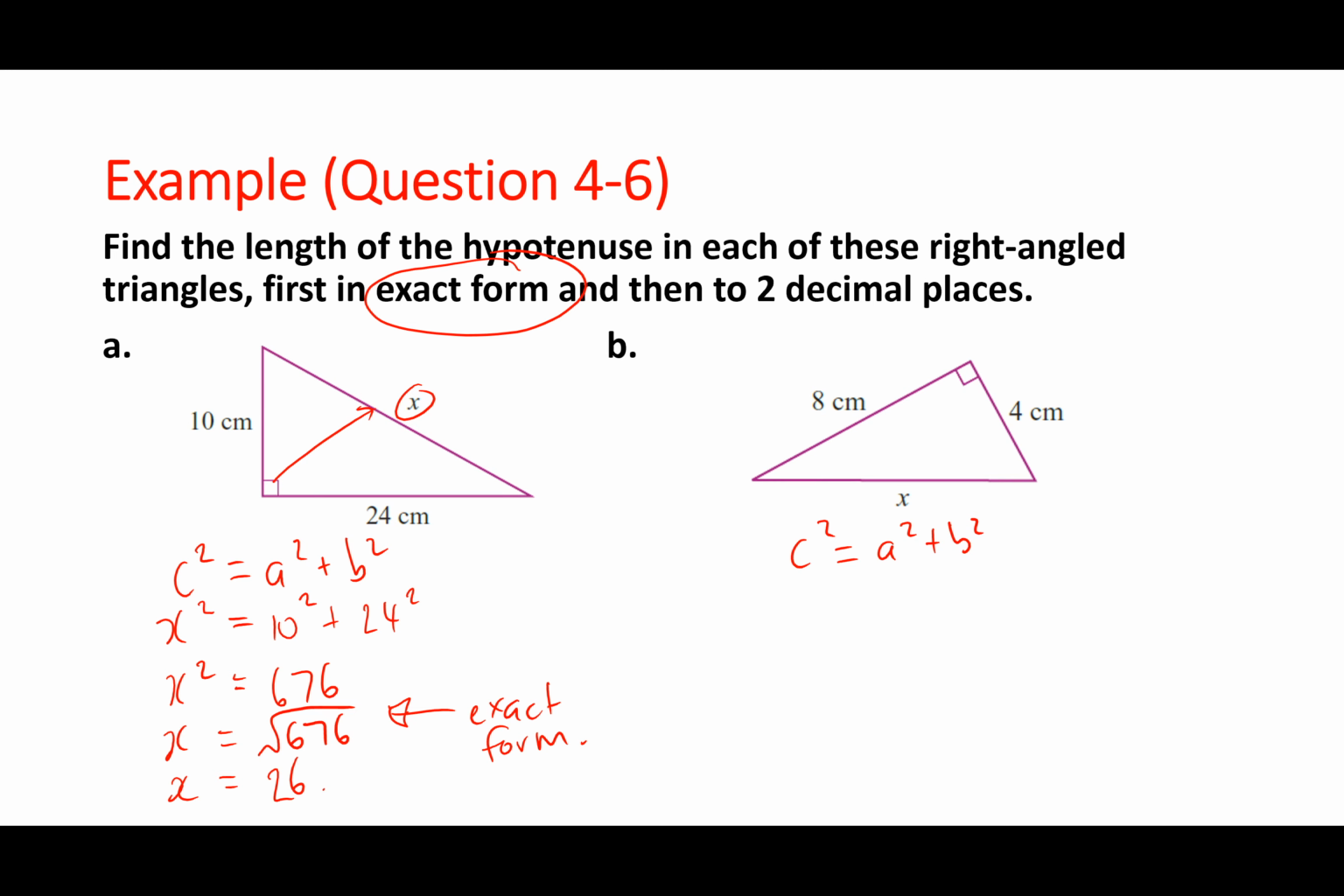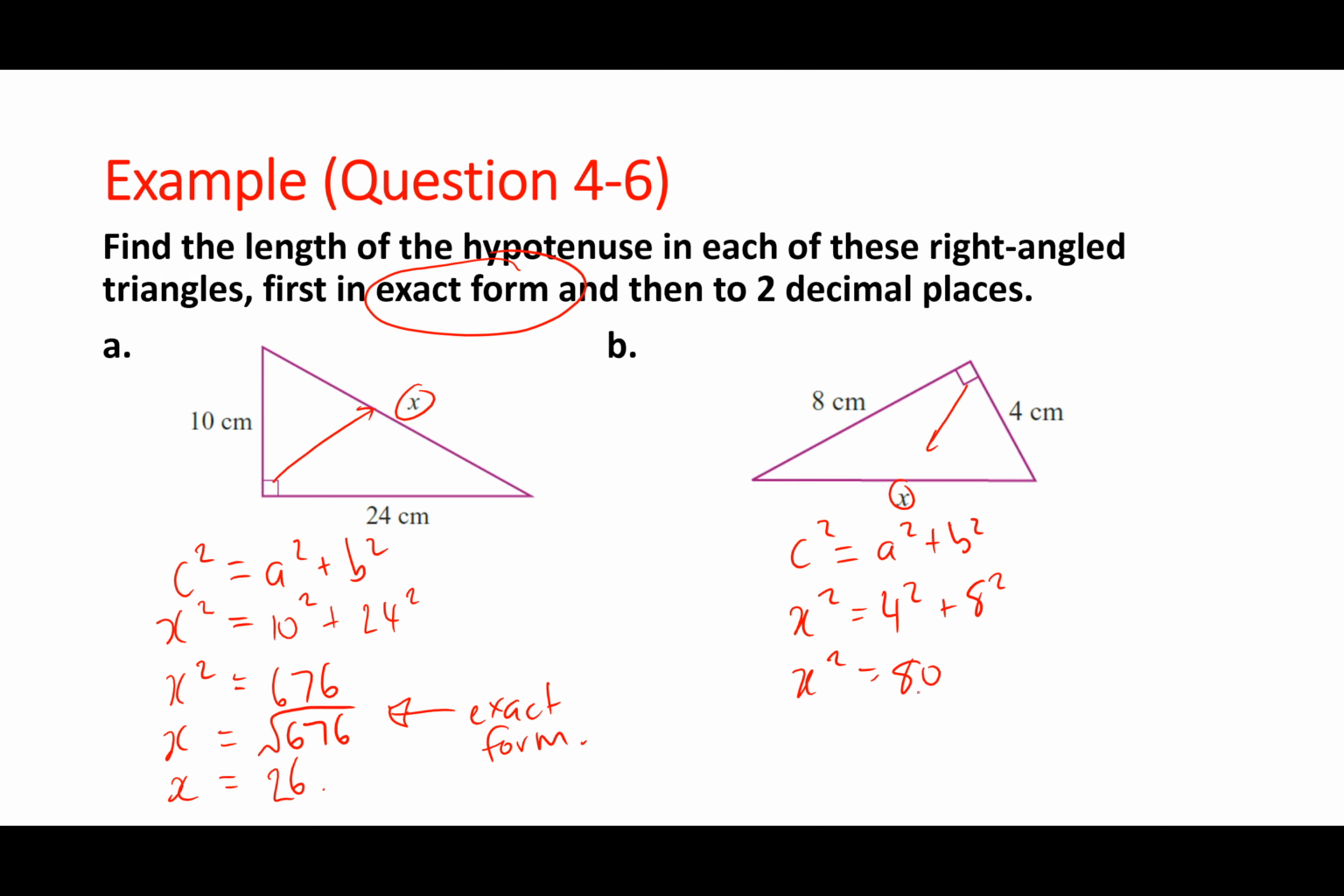Now doing the other side, number B, I've already written down the formula. The side that's opposite is that x there. So x squared is equal to. Again, it doesn't matter, I could put the 8 first and the 4 second, or the 4 first and the 8 second. I'm going to do the 4 first and then the 8. So x squared is equal to 4 squared plus 8 squared, which is 16 plus 64, equals 80.